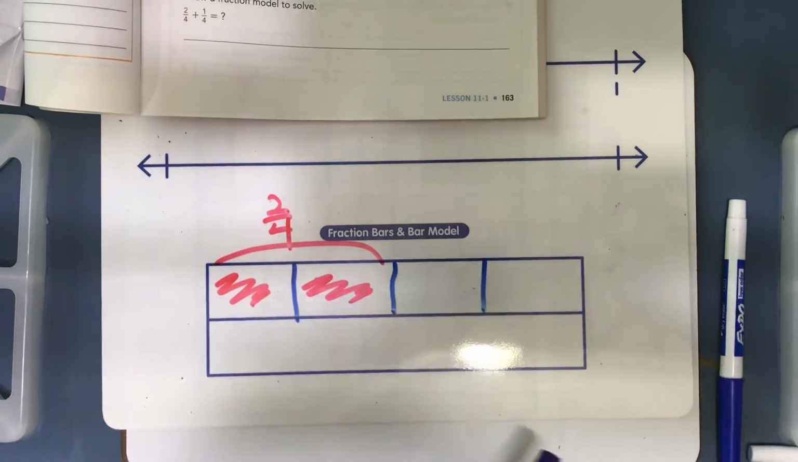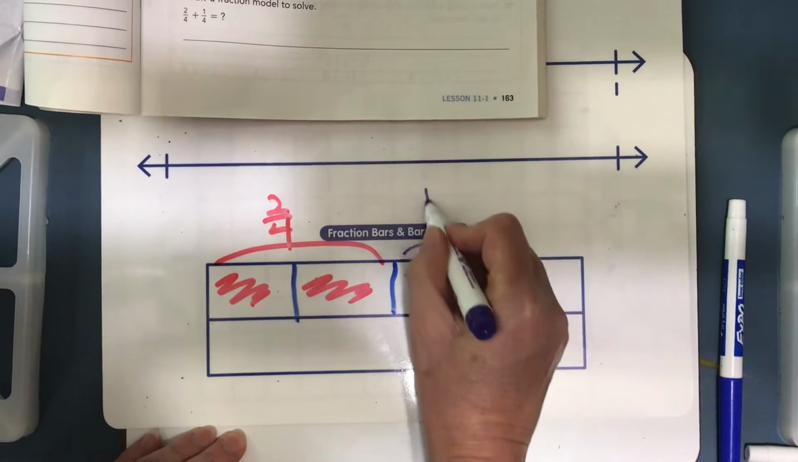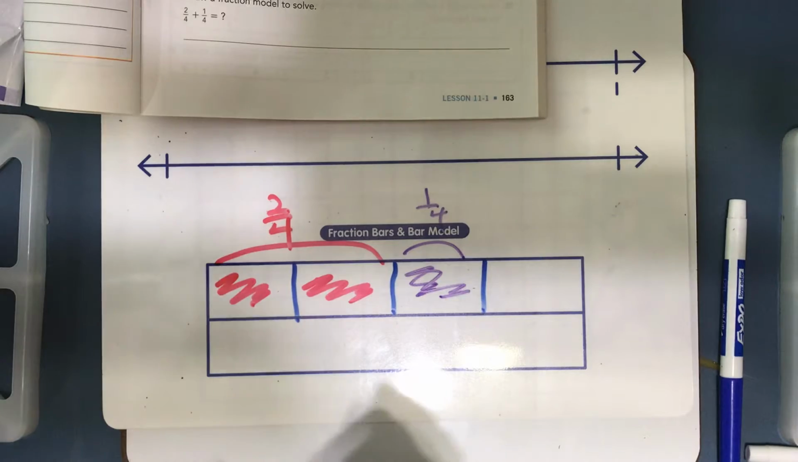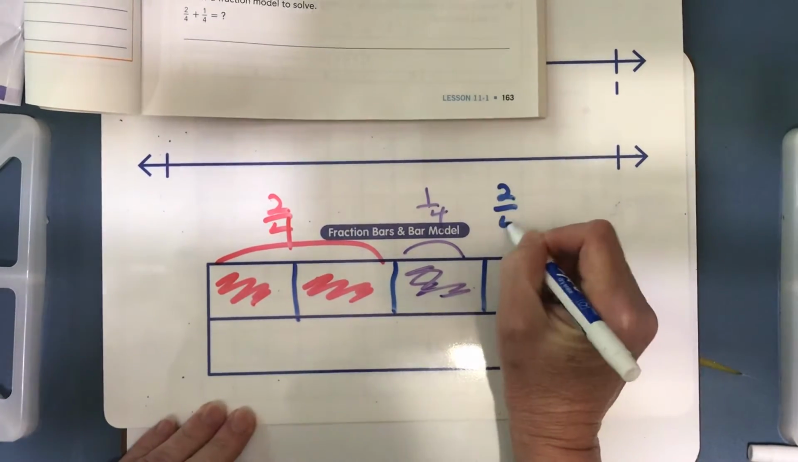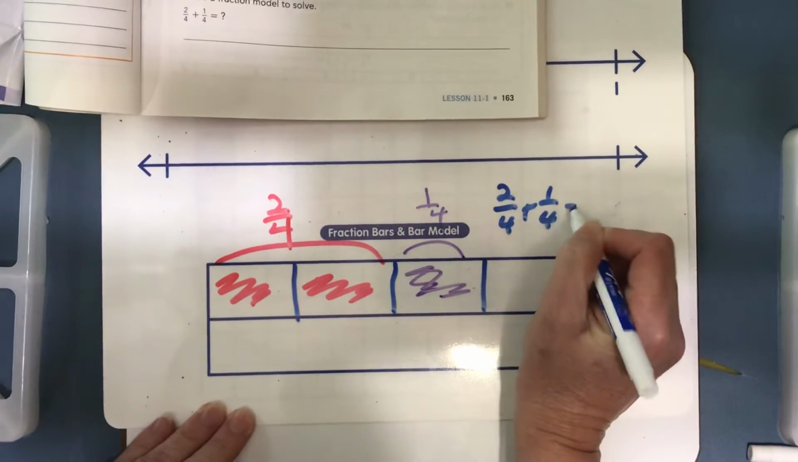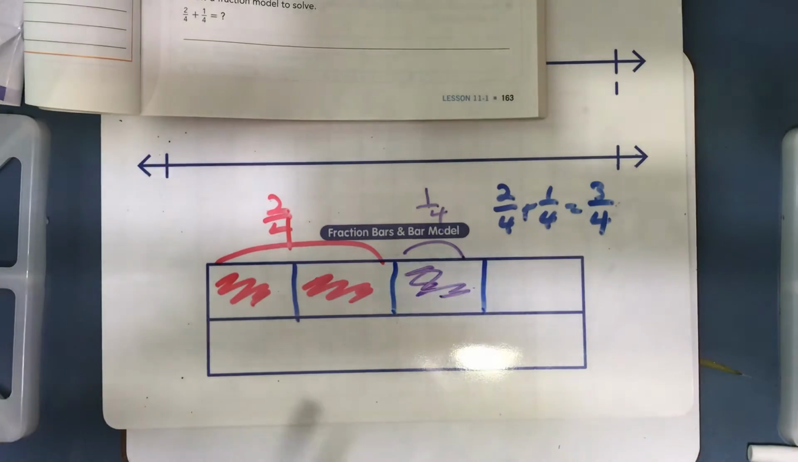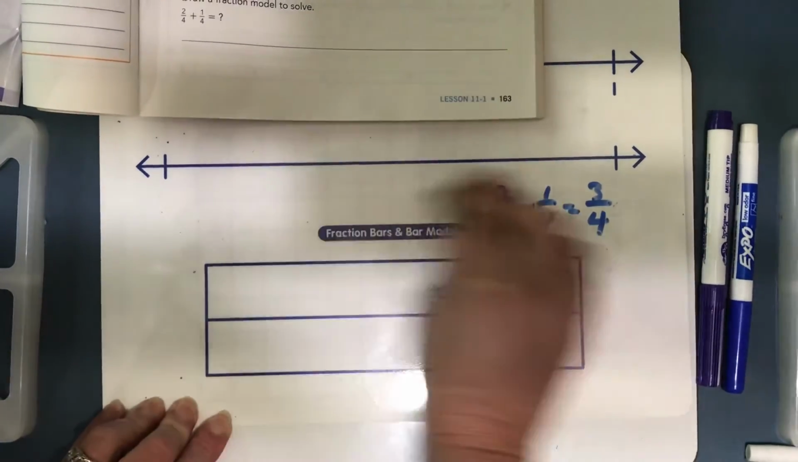Let me use a different color for 1/4. There's 1/4 right there, and if I count, I have 1, 2, 3. 3/4 shaded in, 3 out of 4. So 2/4 plus 1/4 equals 3/4. Okay, and now let's look at number 2. I skipped number 2 and went to number 3 because it was the same as number 1.